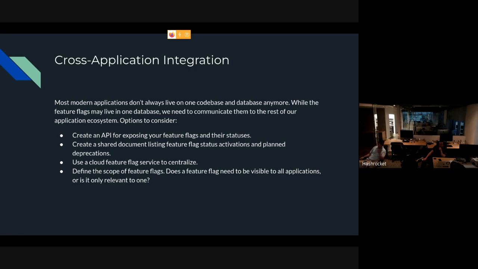And then I mentioned the cloud services before too. So if you do use a cloud service, you can centralize it, have a flag control across multiple applications, and then define the scope of the feature flag. Does it need to be visible globally, or can you just define it at a local level at that database? You can use a mixture of cloud feature flags that are available to everyone, and you can also have database-centric or environment-centric feature flags for more localized changes.